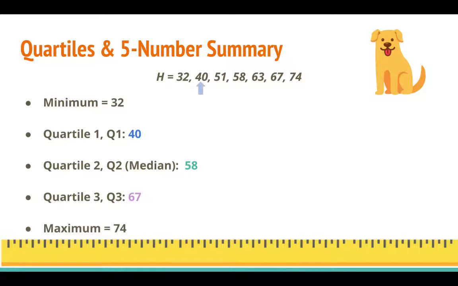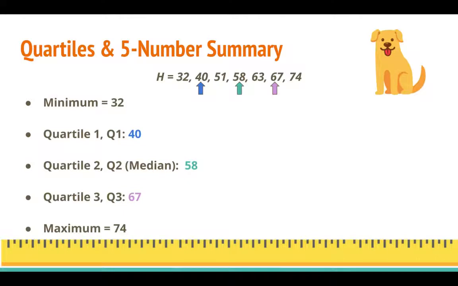So if I go up to my data set and take a look at where these are, I'm just going to put each of those arrows up there. Notice that 58 is my median. It's right in the middle. 40 is the median of the lower group, 32, 40, and 51. 40 is right smack in the middle. 67 is the median of the upper group. So we can think of those quartiles as medians of the lower half and medians of the upper half as well. We can also compute these using technology.